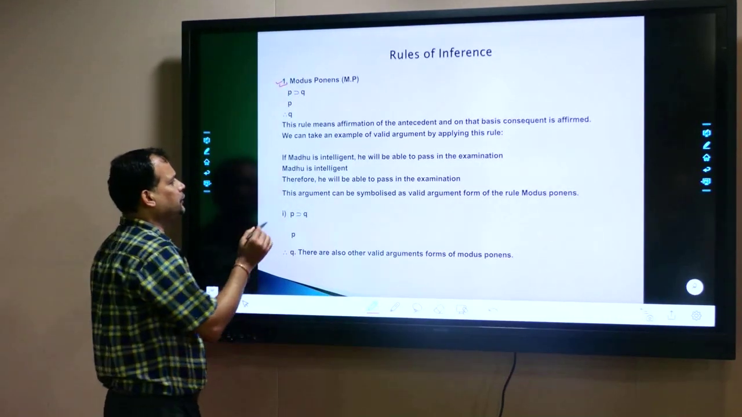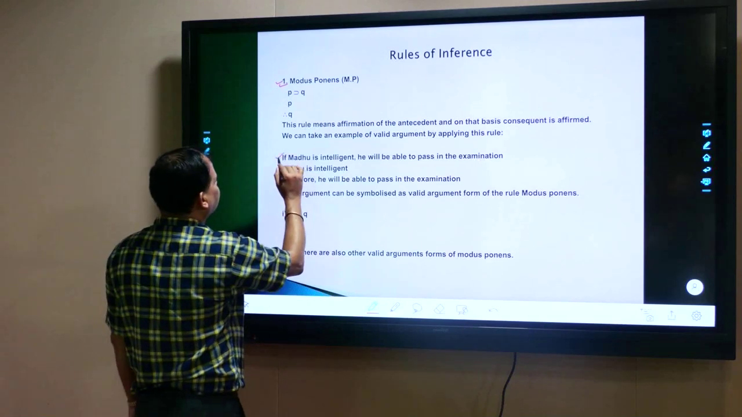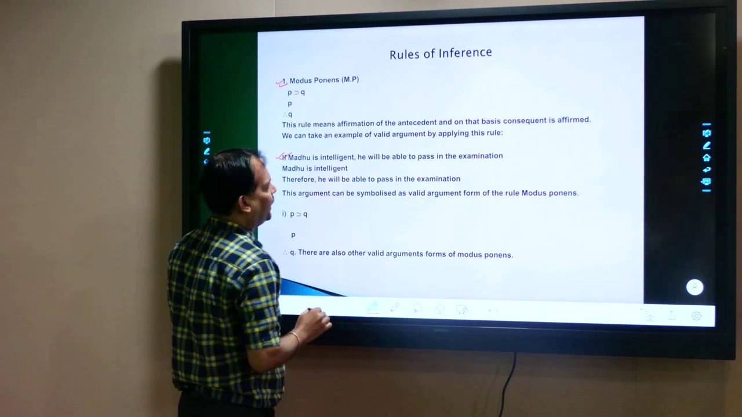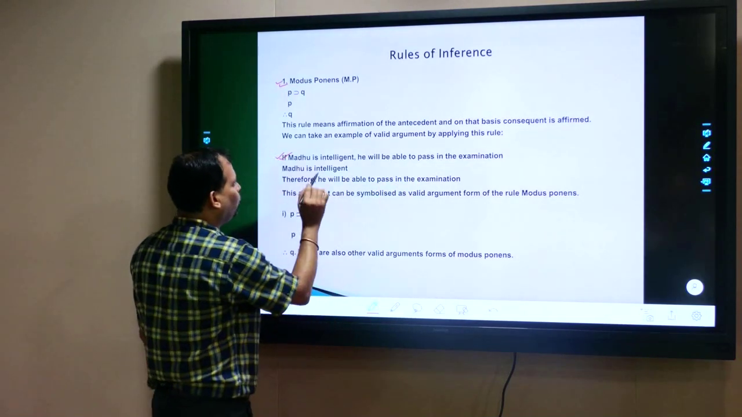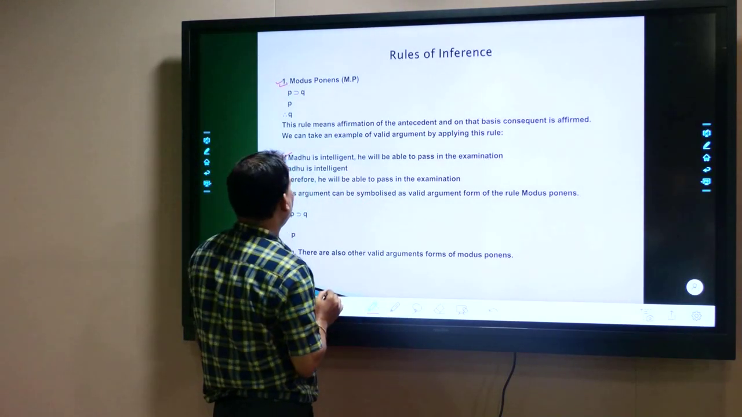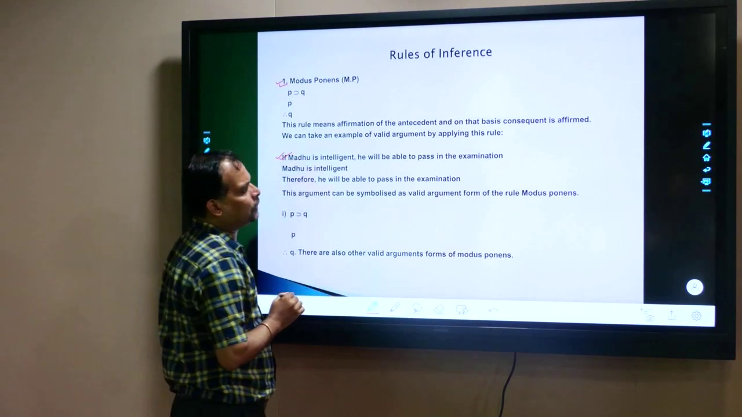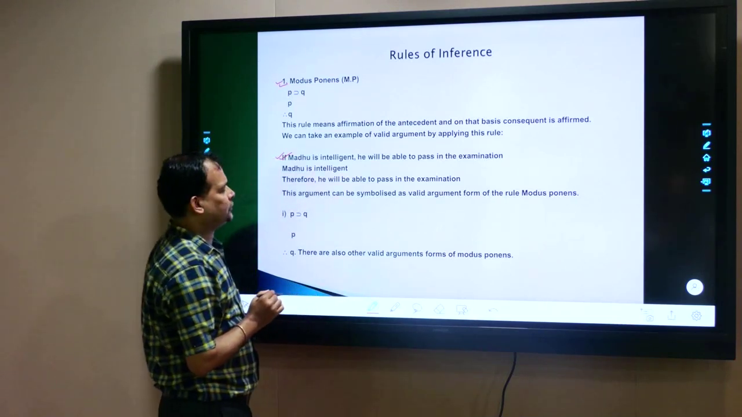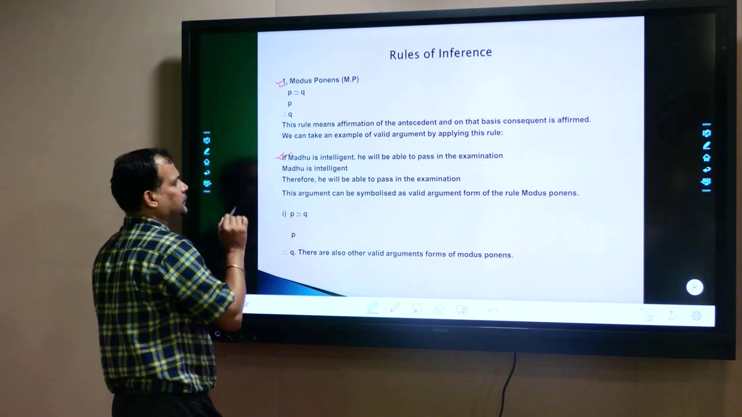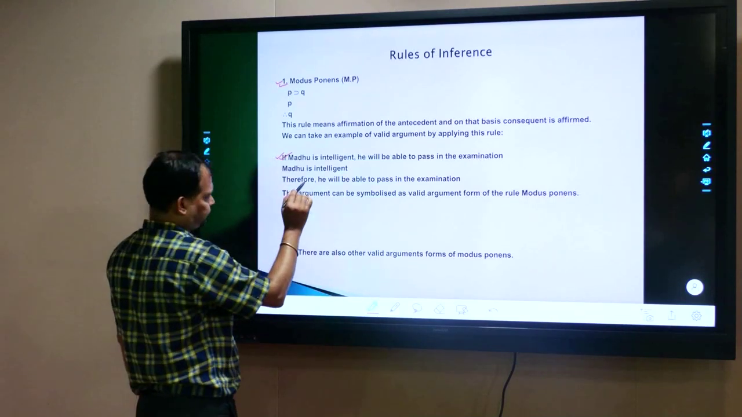Now, dear learners, we can take an example. If Madhu is intelligent, he will be able to pass in the examination. And Madhu is intelligent, therefore, he will be able to pass in the examination. And this argument can be symbolized as a valid argument form of the rule of modus ponens. So how can we symbolize this type of argument?